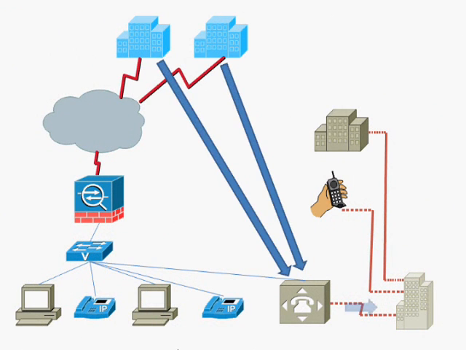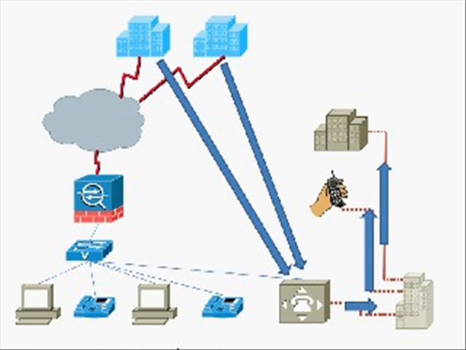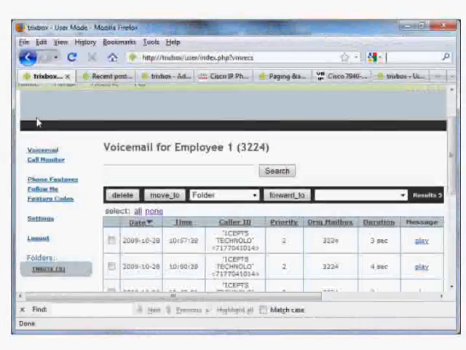Branch offices are supported as well through a VPN connection, allowing branch office phones to use the main office phone system. Small branch offices wouldn't need their own phone system or phone lines. Now let's look at some features.